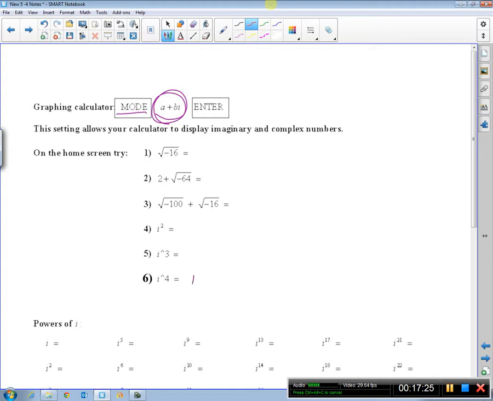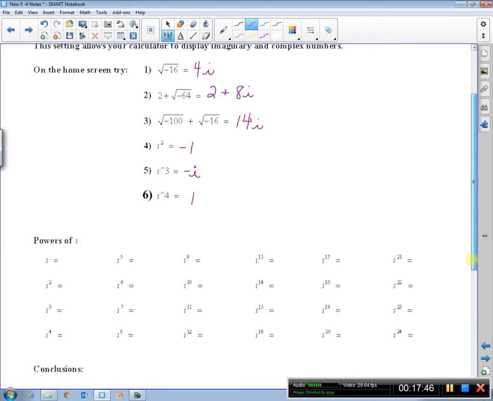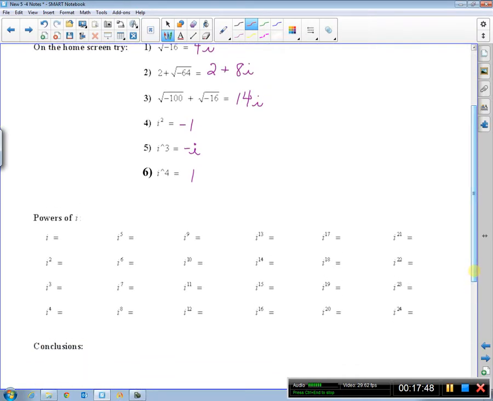Some interesting things came up there. i to the fourth is 1. i to the third is negative i. i squared was negative 1. Pretty sure you have the rest of these filled in. We don't really need our calculator to do these. They're pretty simple. But having it available to do some tougher problems might really be a benefit to you down the line.